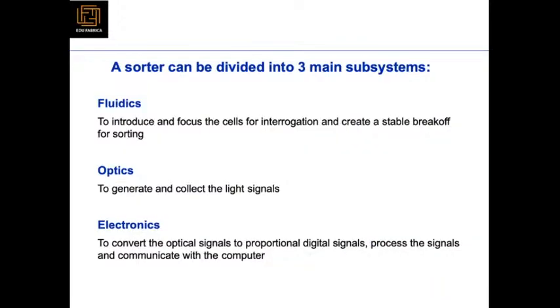A sorter can be divided into three main subsystems: fluidics, optics, and electronics. Fluidics introduces and focuses the cells for interrogation and creates a stable break off for sorting. Optics generates and collects light signals, and electronics converts your data into digital signals, processes the signals, and communicates with the computer. So these are the three main things.